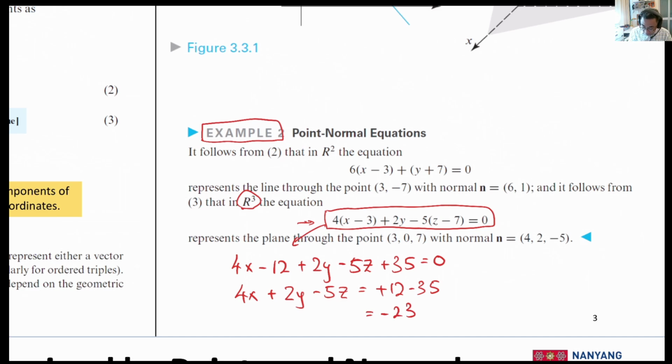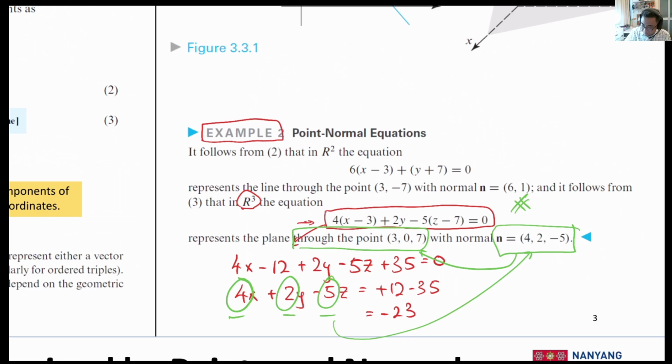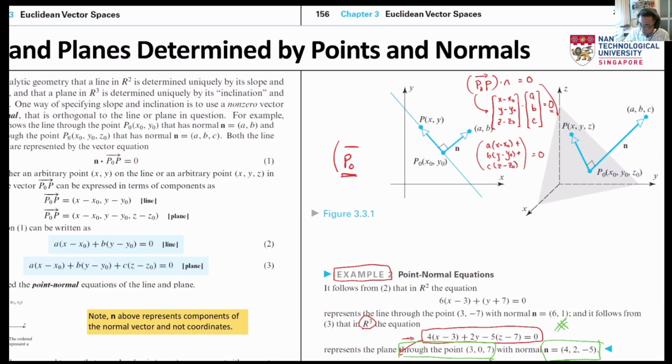Now we can identify the normal from the expression on the left hand side. The coefficients 4, 2, minus 5 are the coordinates of the normal for this plane. Please remember that the normal is through the point P0.